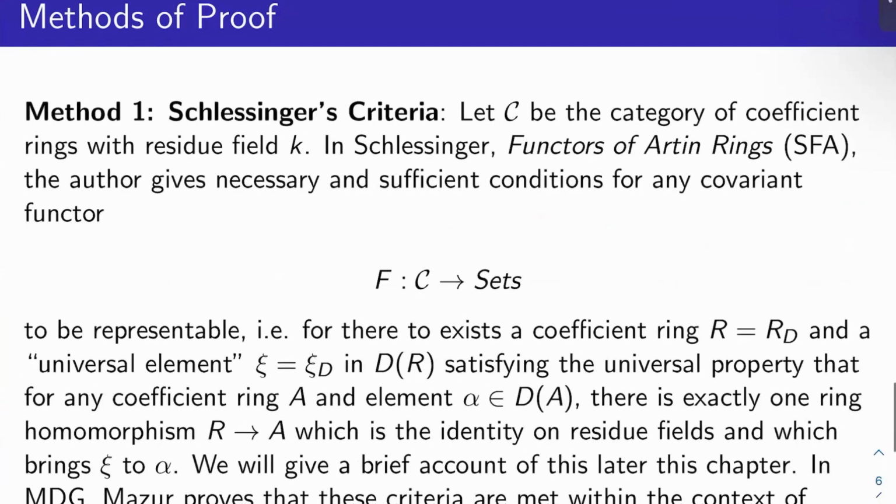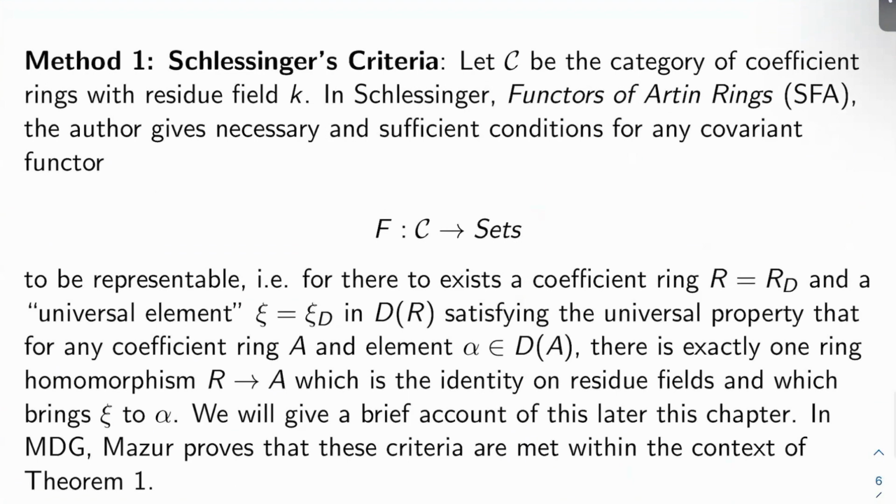Let me talk about some of the methods of proof. Method 1 is Schlesinger's criteria. So let C be a category of coefficient rings with residue field K. In Functors of Artin Rings, the author gives necessary and sufficient conditions for any covariant functor F from C to sets to be representable.